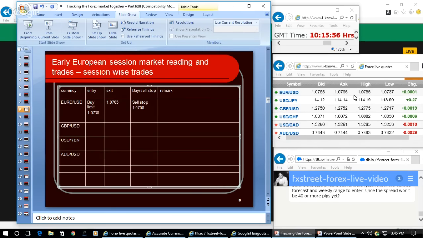Market reading helps us to decide on the entry level. It does not alter the trend of the market, only the entry level we are able to fine tune. In the case of GBP, buy limit.